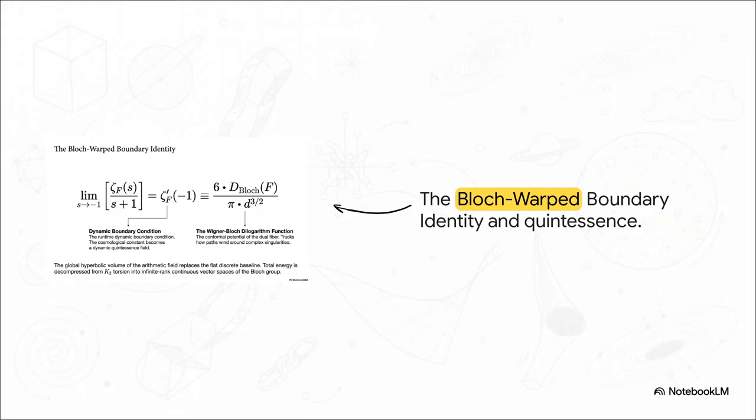So how does this warping actually calculate out? Enter the Bloch-warped boundary identity. By pushing the limit as s approaches -1, the emergent 4D cosmological constants of our universe lock into this new global hyperbolic volume. Driven by that complex Wigner-Bloch dilogarithm function tracking complex singularities on the far right, the cosmological constant basically transforms into a dynamic, shifting field.